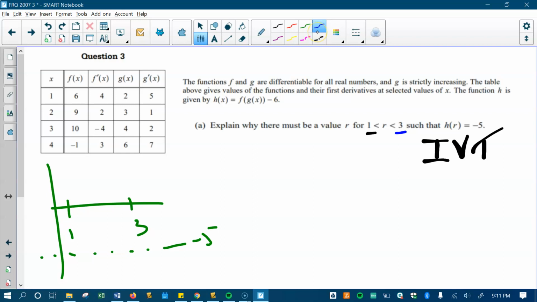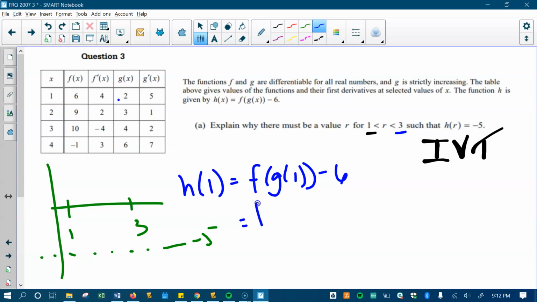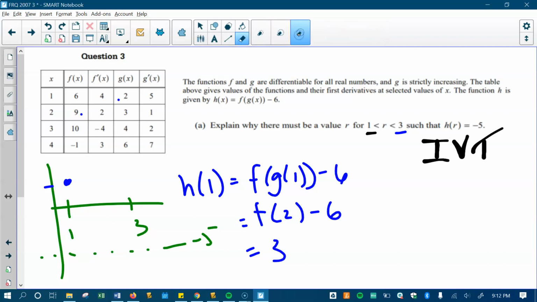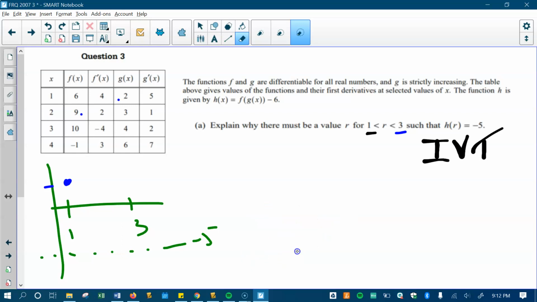Let's go and do h of 1. h of 1 is f of g of 1 minus 6. Well, g of 1 is 2, so we need f of 2 minus 6. f of 2 is 9, so we have 3. So h of 1 is 3. Okay, I'm going to erase this to make room for the next part. And again, if I went too fast there, please feel free to pause the video and copy down what you need.